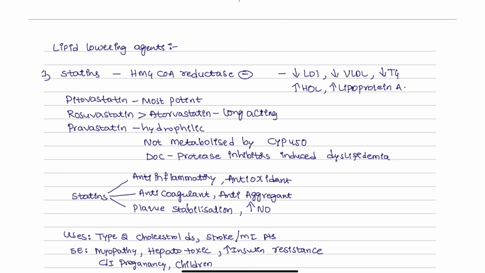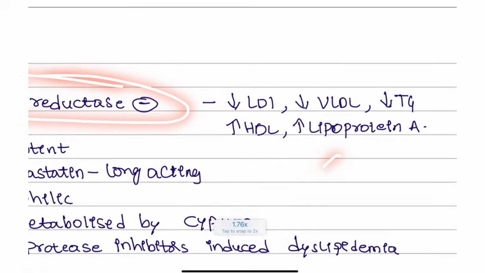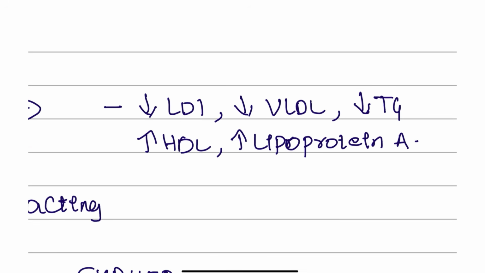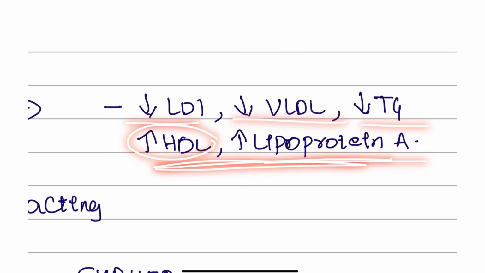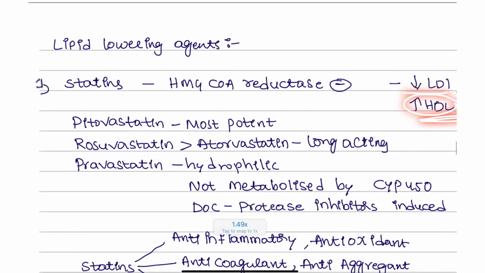Next, moving on to the lipid lowering agents. What are these lipid lowering agents? Let's see. The drugs are the statins. Commonly using the statins because it is going to block the cholesterol synthesis, HMG-CoA reductase. The best benefits of blocking the cholesterol synthesis: LDL will be decreased, triglycerides will be decreased, VLDL will be decreased. So we need the increase of the HDL and lipoprotein A. So this is also beneficial for those who are suffering from hypercholesterolemia.